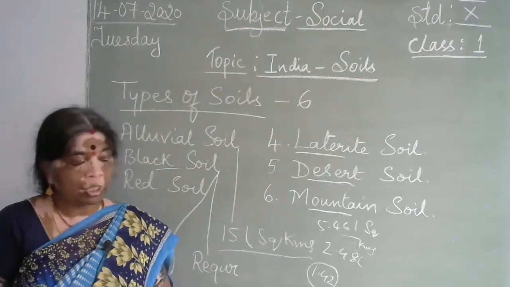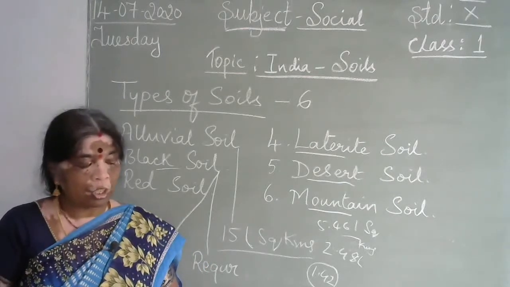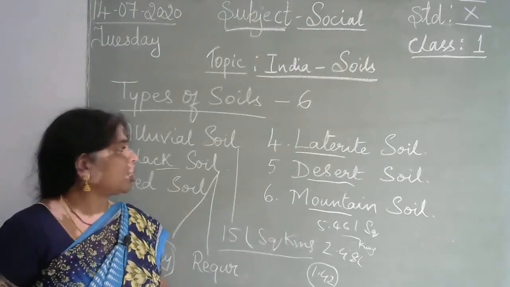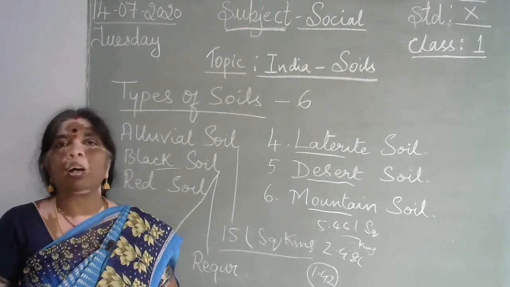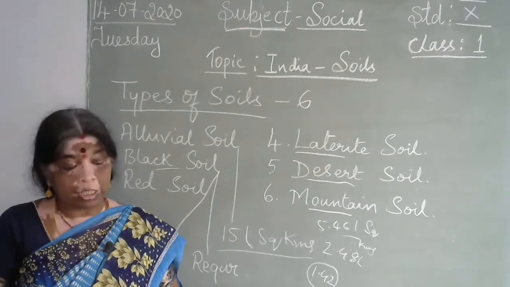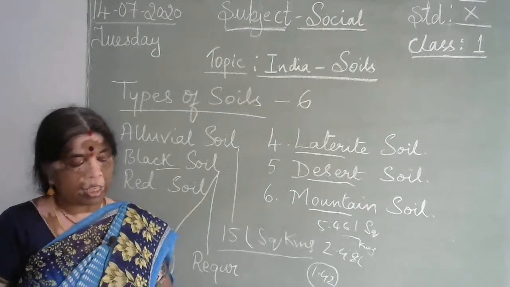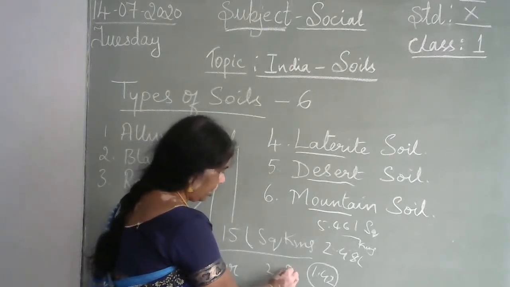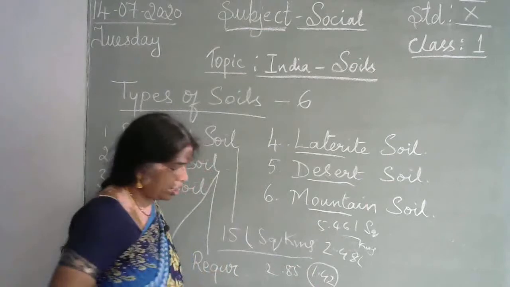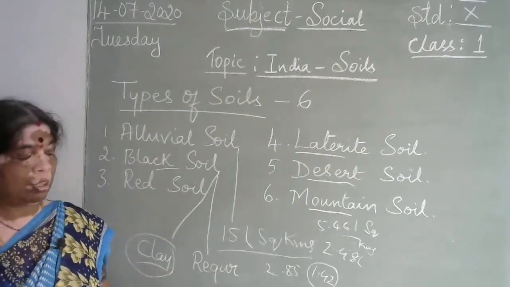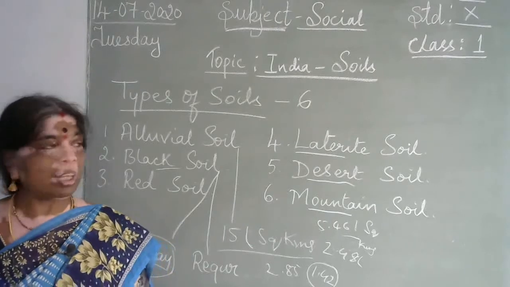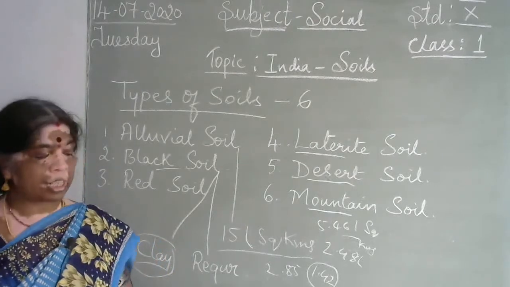Jammu Kashmir and also Himachal Pradesh, Manipur states along with the Western Ghats. So these mountain soils are found in the Western Ghats also, and these areas are covered. How much? It is 2.85 lakh square kilometers of mountain soils found in our country. So this is about the soils, that is 6 types of soils.